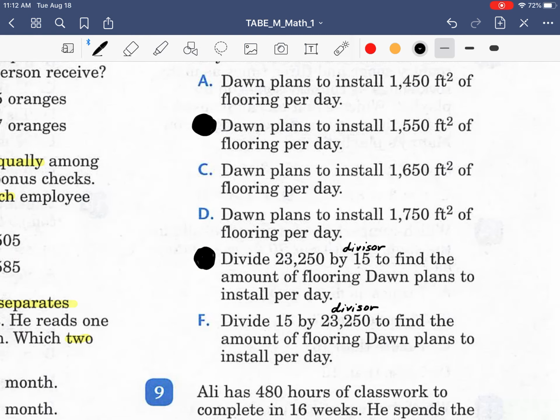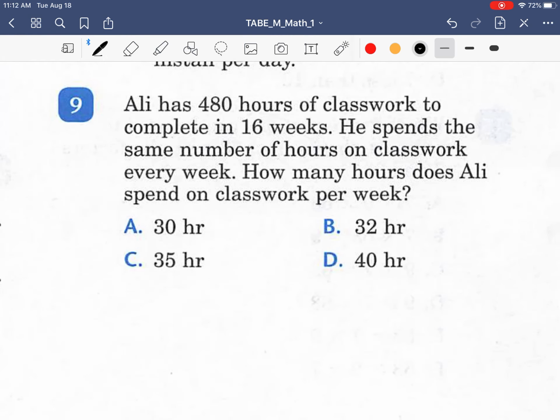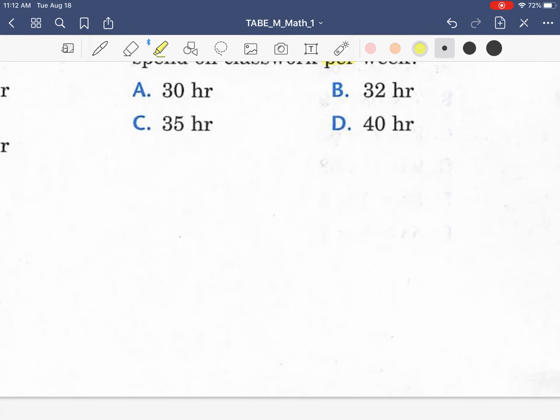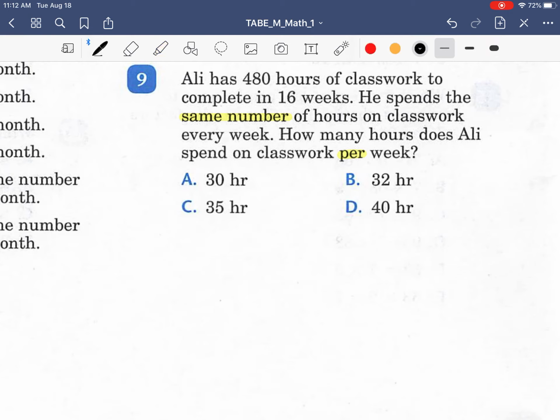Number 9. Ollie has 480 hours of classwork to complete in 16 weeks. He spends the same number of hours on classwork every week. How many hours does Ollie spend on classwork per week? And I think I'm just going to divide this one right here. It shouldn't be that bad. So I make my divisor house, so 480 divided by 16.